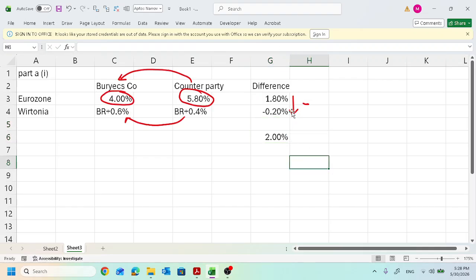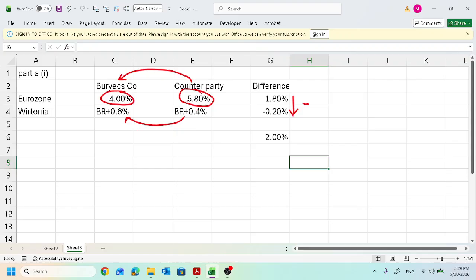Now let me explain to you what this logically means. What this means is, if B company borrows at the best rate, which one do they get the best rate? 4% Eurozone, that's the best one for them. So compared to the counterparty, that gives them 1.8% saving. Correct? Similarly, the counterparty, look at the other one, variable one, 0.6, 0.4.